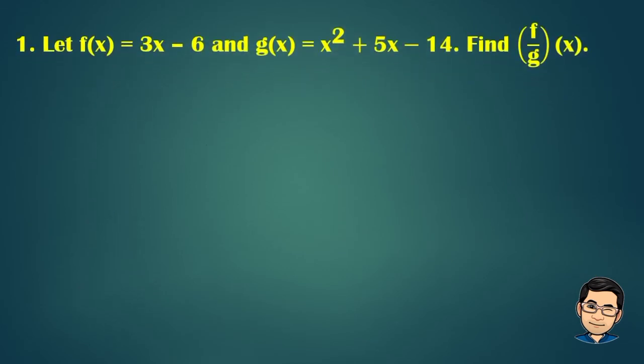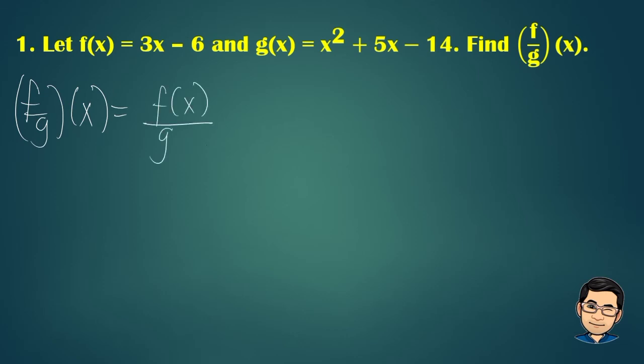So, for example, number 1, let f of x is equal to 3x minus 6 and g of x is equal to x squared plus 5x minus 14. Find the ratio between f and g of x. Okay? So, f over g of x is equal to f of x over g of x. So, what is f of x? That is 3x minus 6 all over g of x, that is x squared plus 5x minus 14.